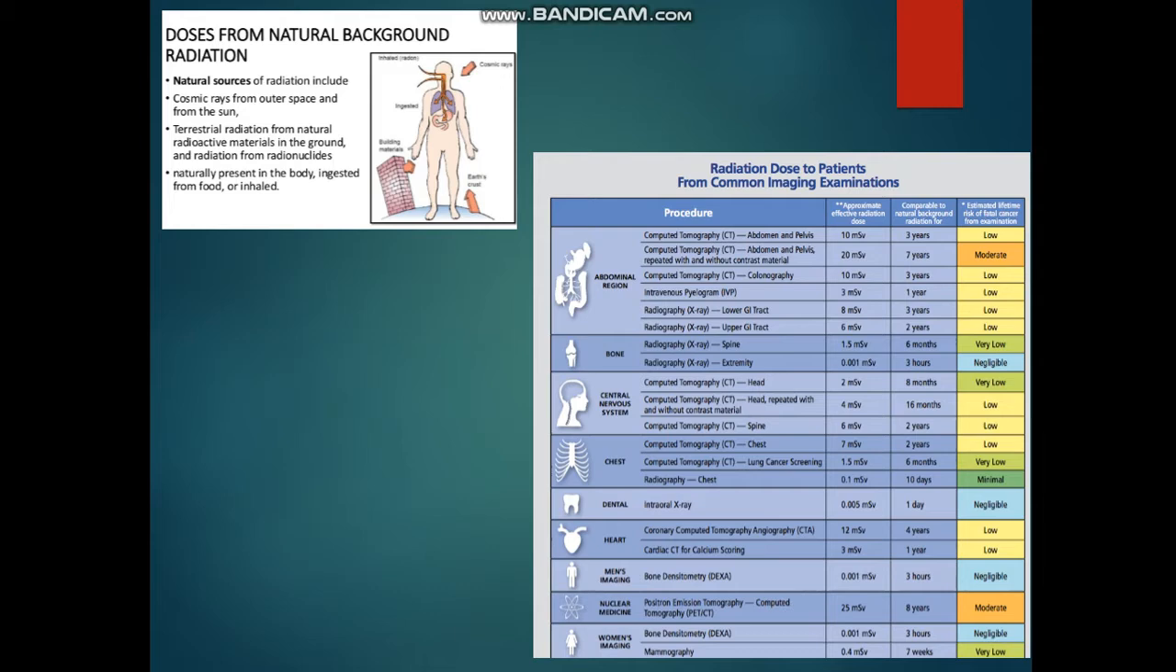If we compare radiation dose during different diagnostic investigations, such as X-ray and computer tomography, with natural background radiation, for example, a chest X-ray delivers a dose of 0.5 millisievert, as you can see here.